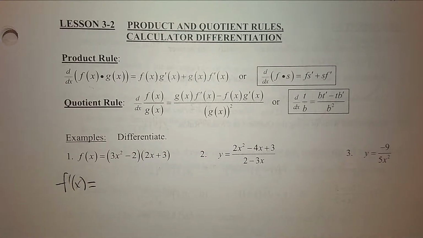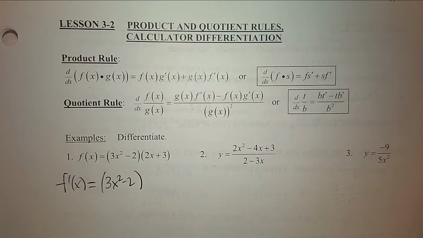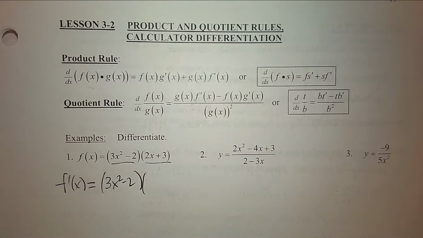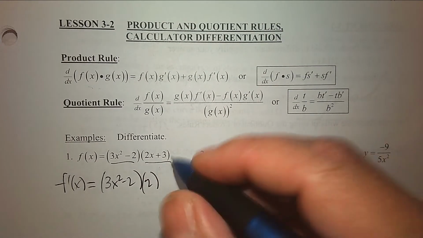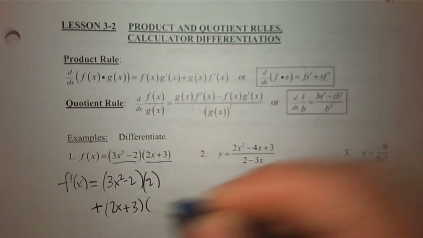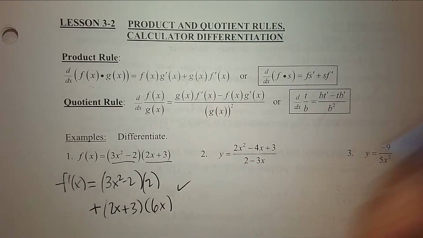So let's start. It's the first, which is 3x squared minus 2, times the derivative of the second. So first and second. What's the derivative of 2x plus 3? 2. Plus, I'll put it underneath here, the second, which is 2x plus 3, times the derivative of the first. 6x. Let it go.